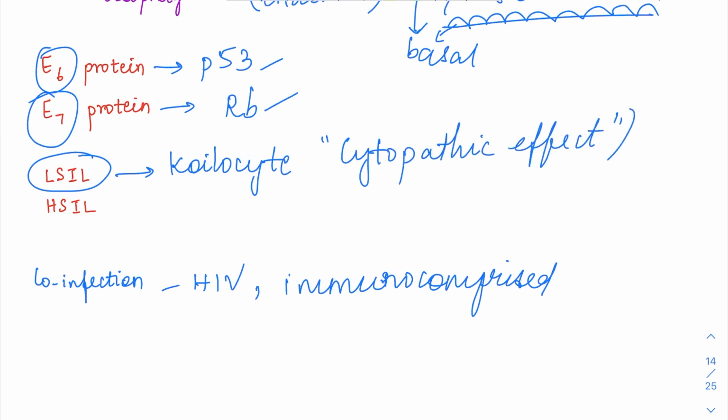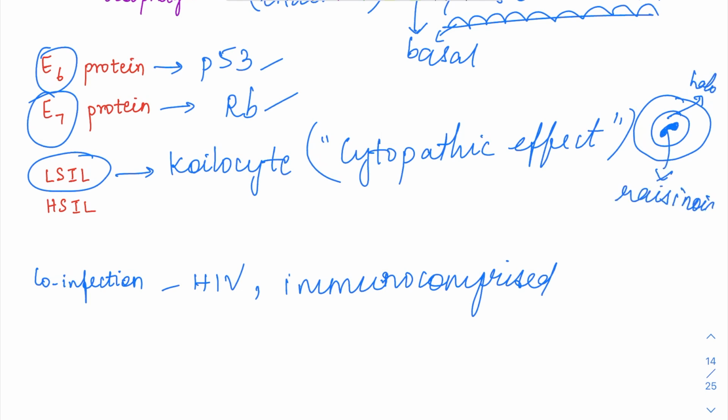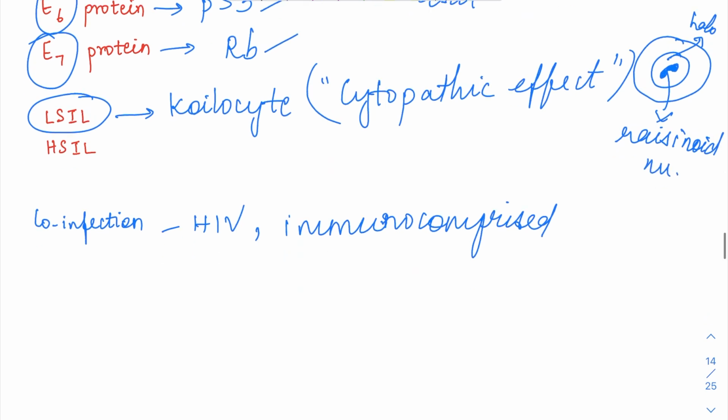In coilocytes, you are going to have a central nucleus with an irregular nuclear membrane. It is going to be shrunken and appearing like a raisin. So this nucleus is called a raisinoid nucleus, surrounding which you are going to have a perinuclear halo. So if this is the cell, this is the halo, and this is the raisinoid nucleus. Okay. So this cytopathic effect is called a coilocyte, and it is associated with HPV infection. So when you see a coilocytic change, then you will have to call it an LSIL lesion.